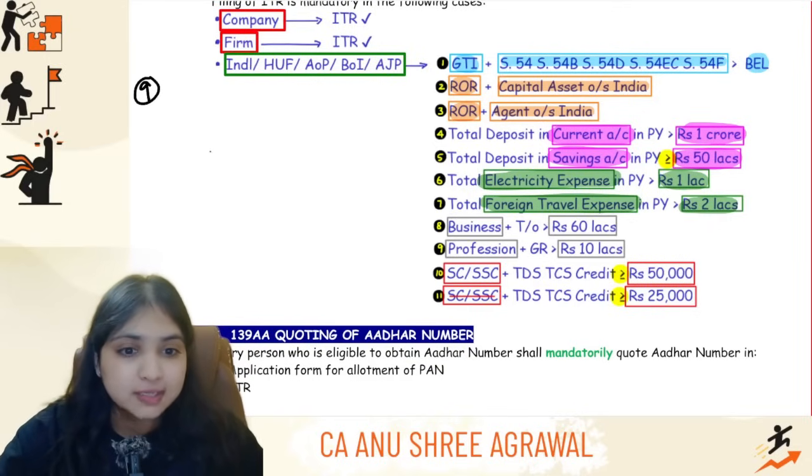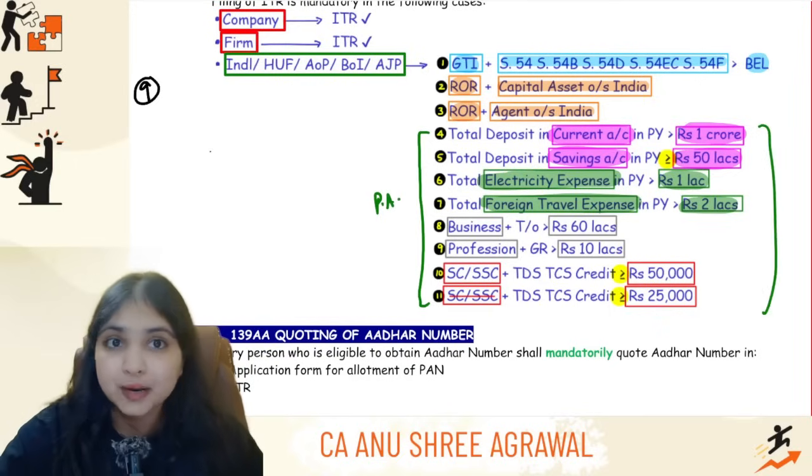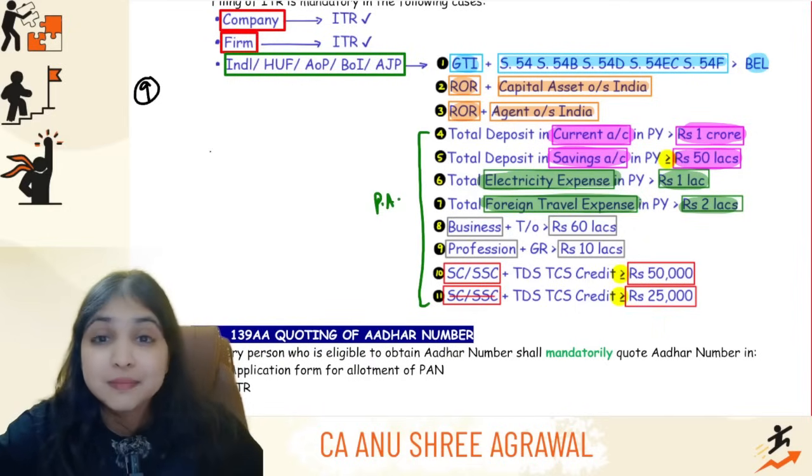Are you noticing, guys, all of these limits are per annum limits? They are not per transaction limits. All of these limits are per annum limits. And by the way, foreign travel, who is traveling? Doesn't matter who is traveling.